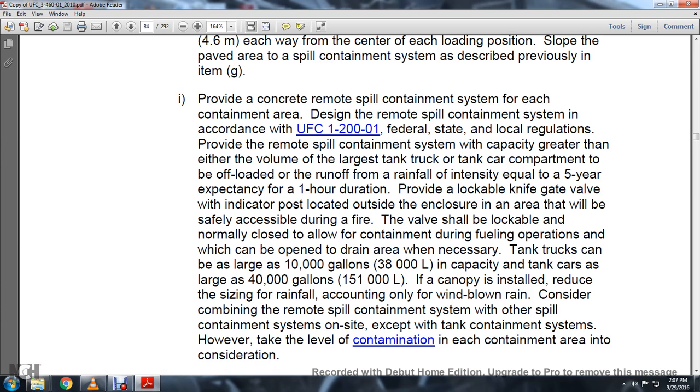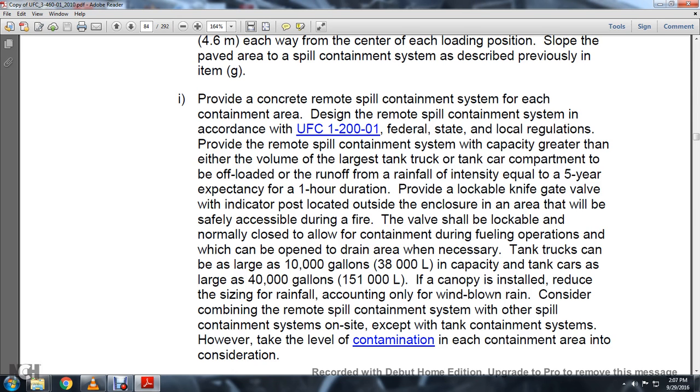Provide a lockable knife gate valve with an indicator post located outside the contained area, with the ability to be safely accessible during a fire. The valve should be lockable and normally closed to prevent contamination during fuel operations, and could be opened to the drain area when necessary.